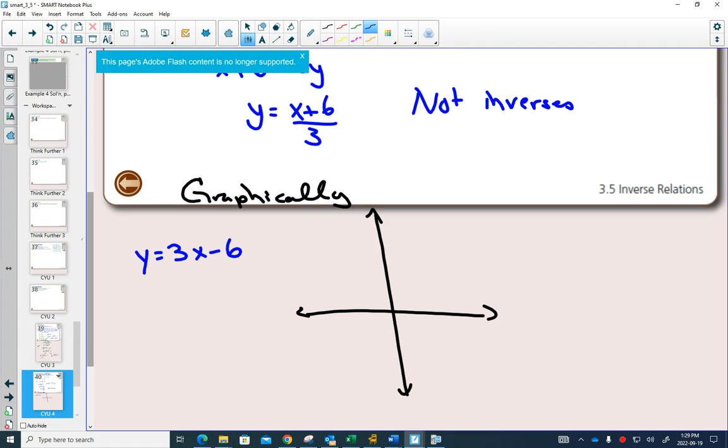Do you remember that when a line is in this form, mx plus b, the b value is your y-intercept. So on my graph, 1, 2, 3, 4, 5, 6, I'm going to have the point 0, negative 6. It's pretty easy to see that it would be your y-intercept, because algebraically, how do you find a y-intercept? You plug in 0 for x. When I plug in 0 for x, it's really obvious that y will equal negative 6.